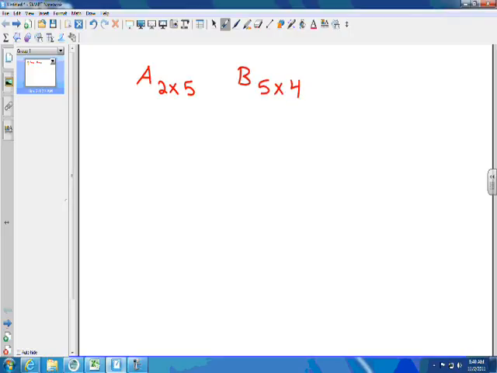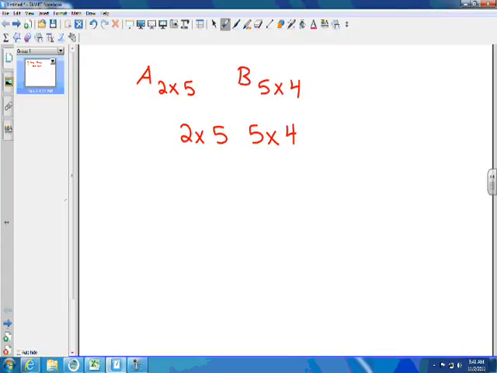Here's how you tell whether you can multiply those two matrices or not. Do they have the same dimensions? No, but it's still possible. What you have to do is write those dimensions. I would write them side by side like that. The middle two numbers have to be the same in order for you to be able to multiply those two. So are they in this case?